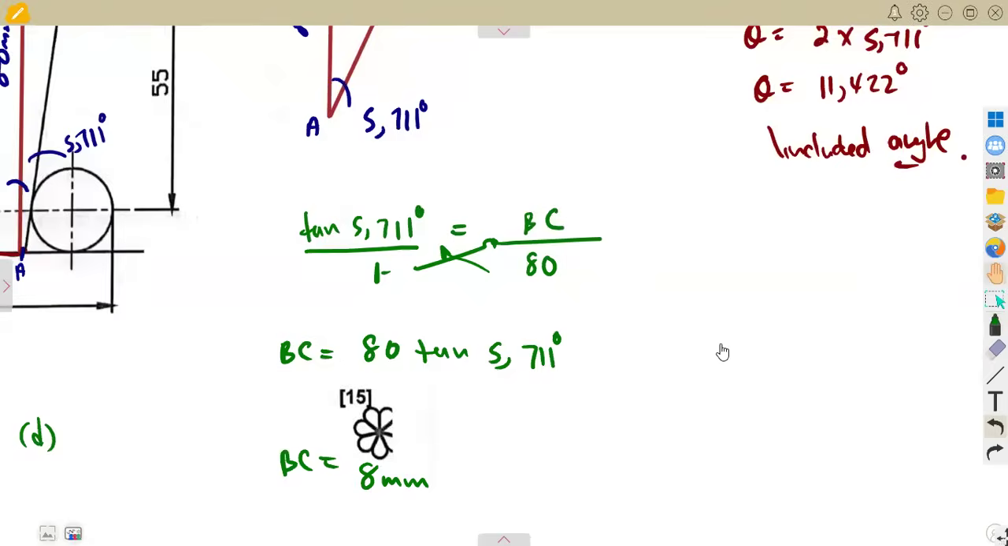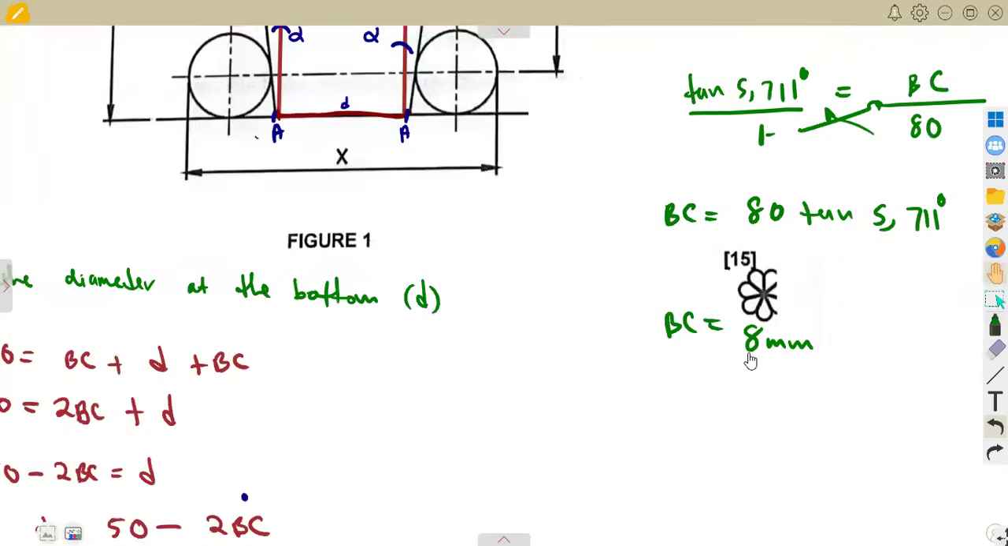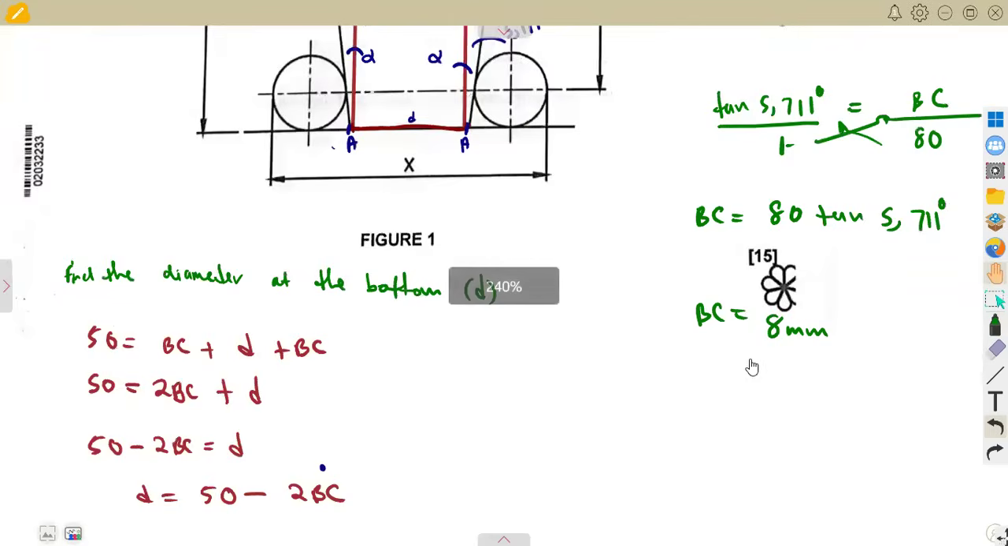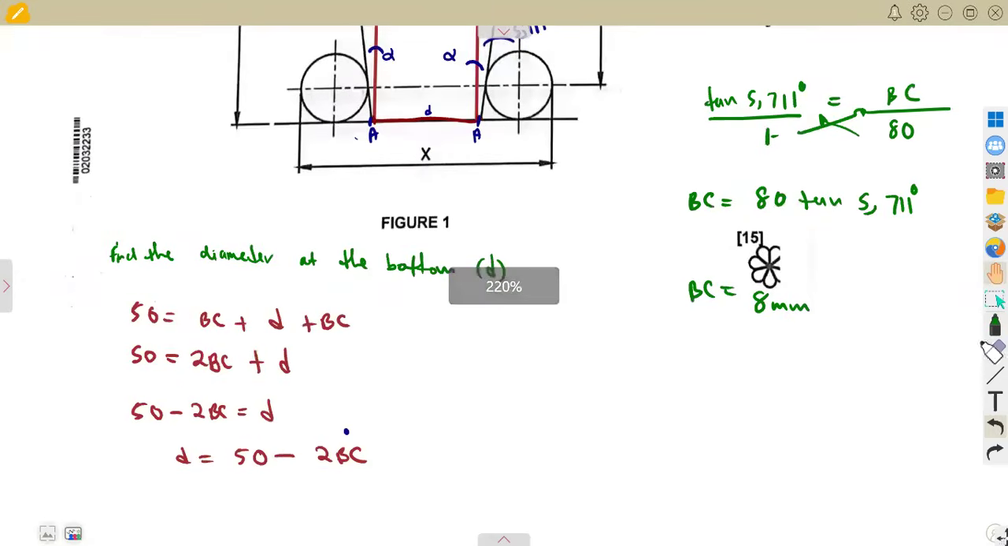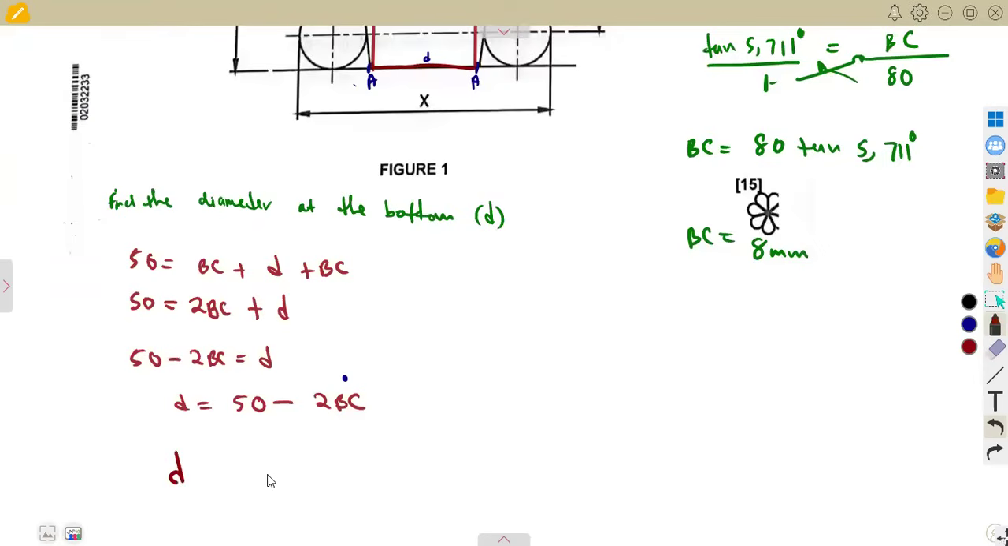So this is what we have now. We have got BC, so that means we can calculate the diameter at the bottom, because from the equation we have here, the diameter is simply equal to 50 minus 2 times BC, since BC is the same on both sides of the diagram. This gives us the diameter at the bottom, which is 34 millimeters.